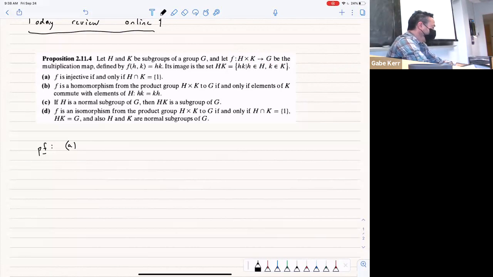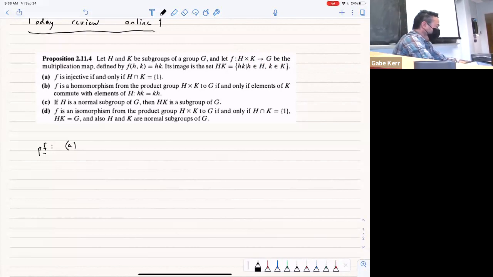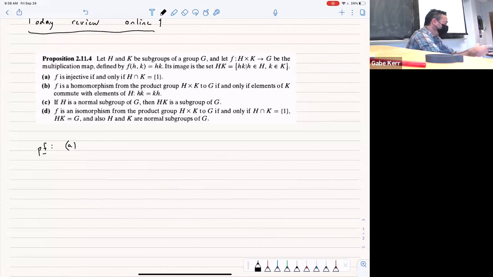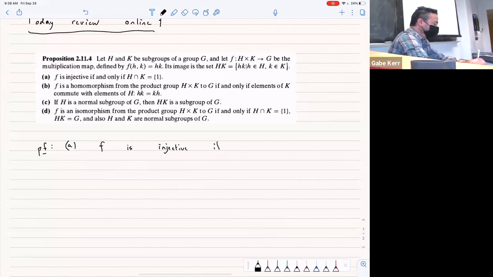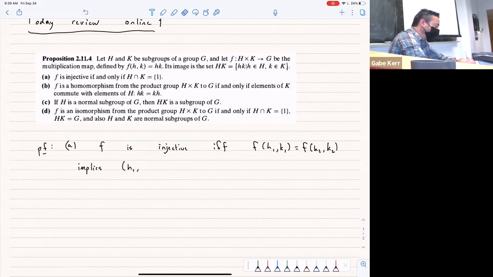For a problem like this, what I suggest is we start with F is injective and say what the definition is. F injective if and only if, by definition, F of (H1, K1) equals F of (H2, K2) implies, well, we can even spell it out, (H1, K1) equals (H2, K2).